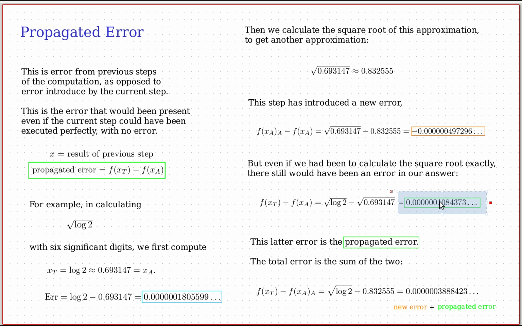Notice that when you combine the propagated error and the new error, this orange error and the green error, you get the actual error in the calculation. So the exact value of square root of log 2 minus the value that this 6-digit calculation gave us, this is the actual error, and it's equal to the sum of these two errors. So it's the new error, which was actually negative, plus the propagated error, which was positive, so they kind of canceled each other out. We actually ended up with a somewhat smaller error in our answer.